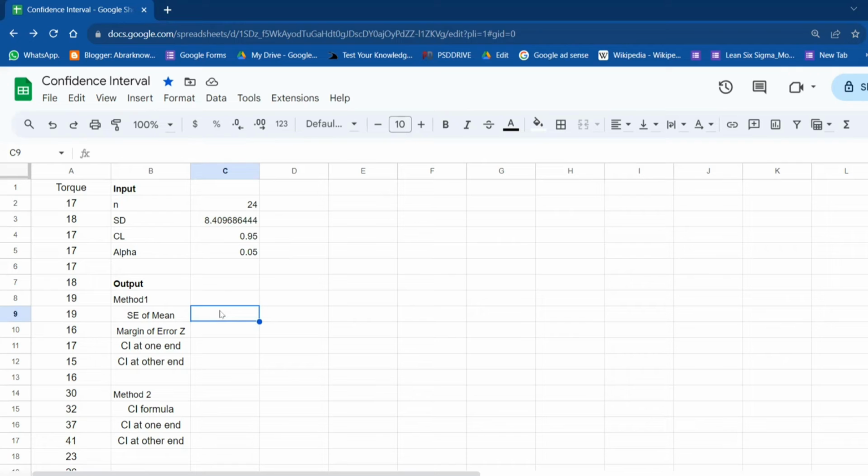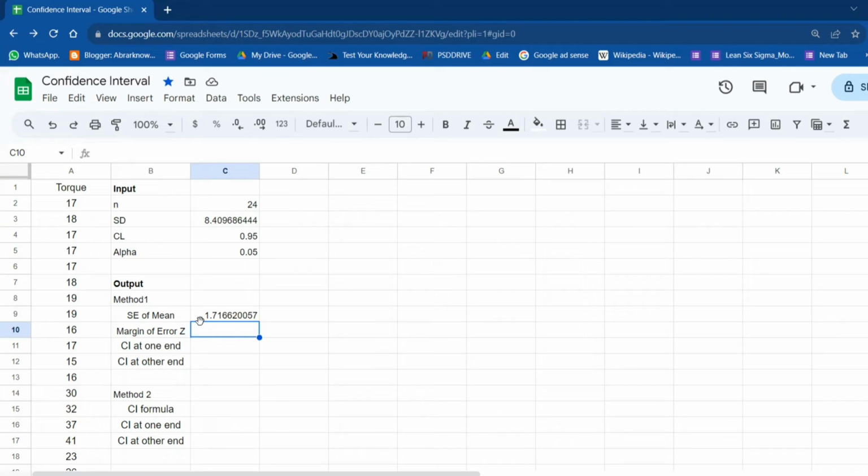There are two methods we are going to do it. One is standard error of mean. Standard error of mean equal to standard deviation divided by square root of n. This is the n value. Okay, this is what is standard error of mean. And then margin of error. Margin of error is based on the values. The margin of error will change, right?